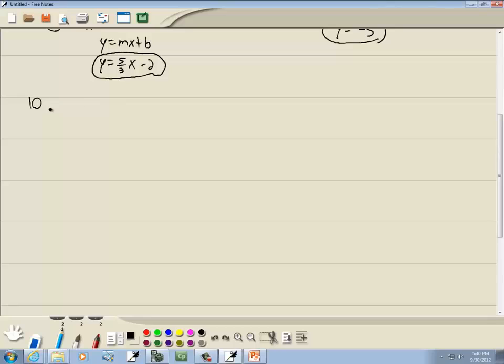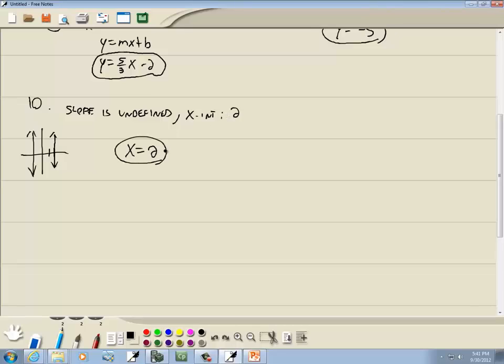So let me see. Number 10. Slope is undefined, and x-intercept is 2. Okay. Recognizing the fact that slope is undefined means that's a vertical line. So we know it's going to be like a vertical line. And if it crosses the x-axis, x-intercept is at 2. That means specifically over here 2 is where it's crossing. So it looks like that. So whenever you have a slope that is undefined, that's always x is equal to a number. And since it's crossing at 2, it has to be x equals 2.